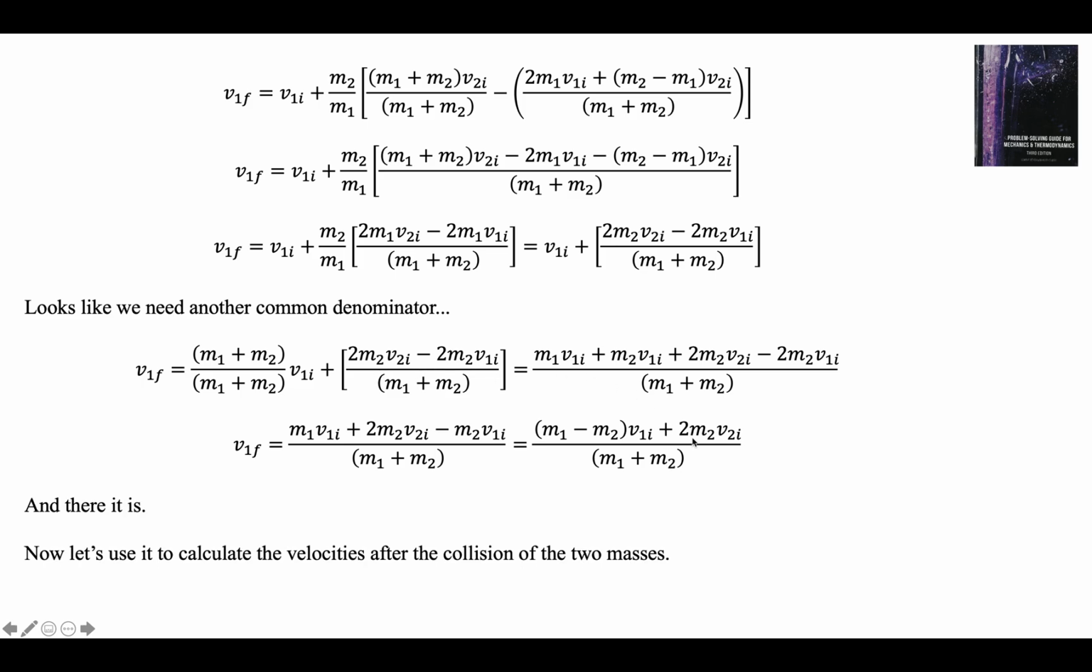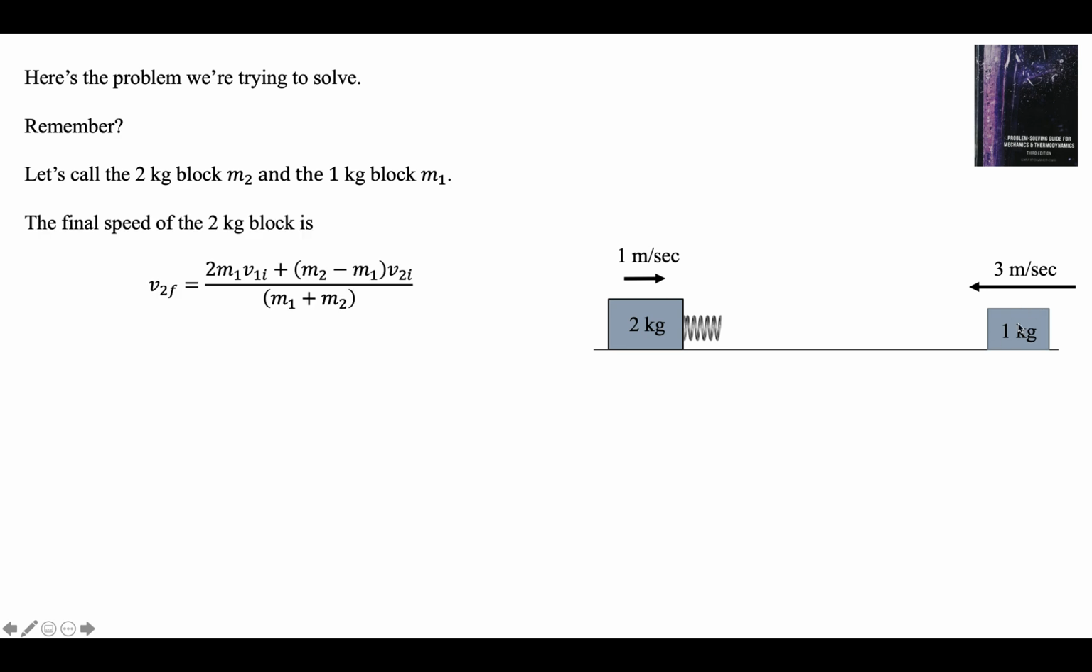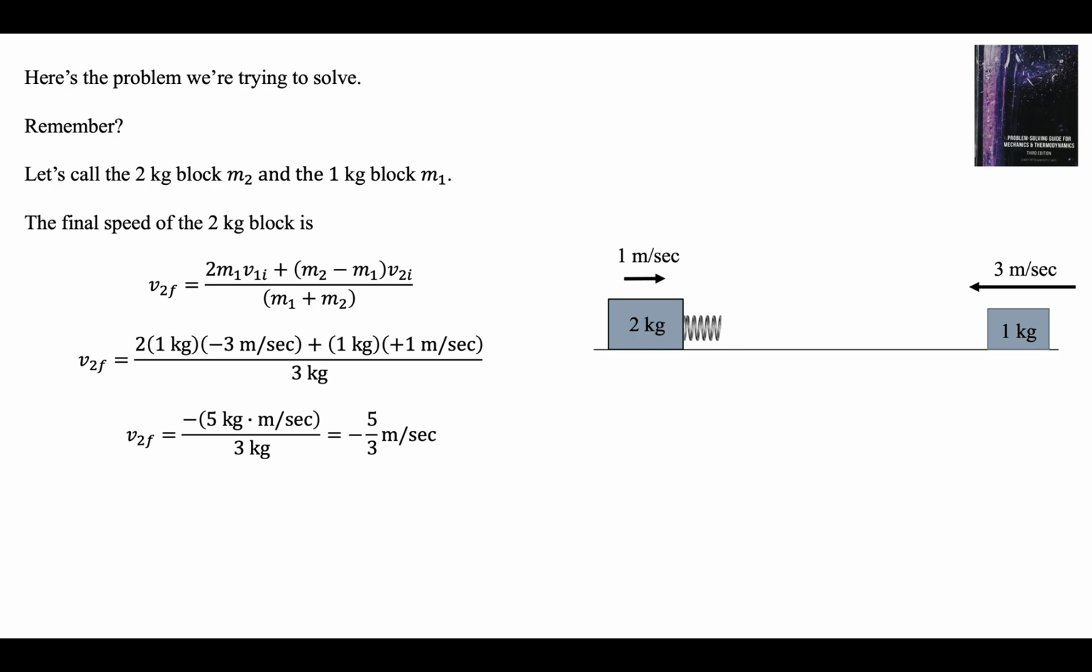So we did it. Now finally, we're going to calculate the velocities after the collision of those two masses. Here's the problem we're trying to solve. A long time ago, we had this. We're going to call the 2 kilogram block M2, and this block M1. So the final speed is this equation that we just derived, and we can calculate it. Plugging in all the numbers, we get minus 5/3 meters per second. So it's going backwards at 1 2/3 meters per second. The 1 kilogram block hit it, and it's going to the left after the collision.